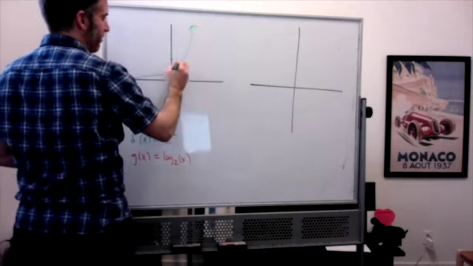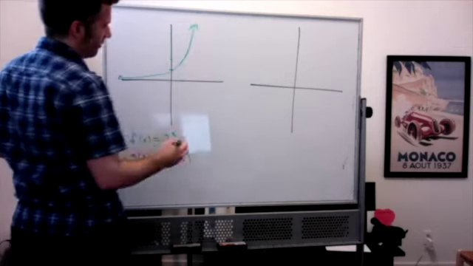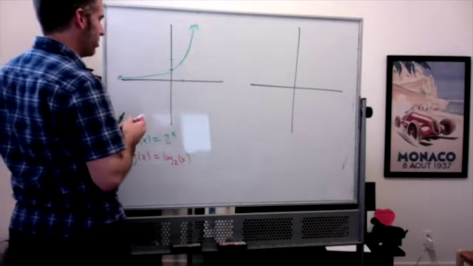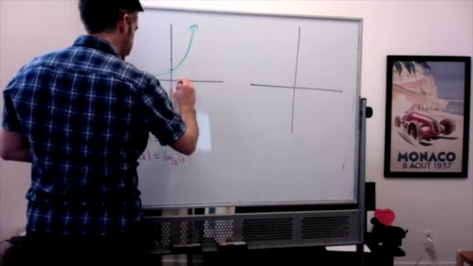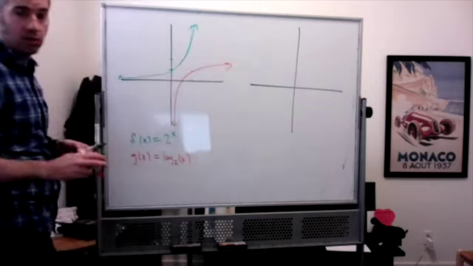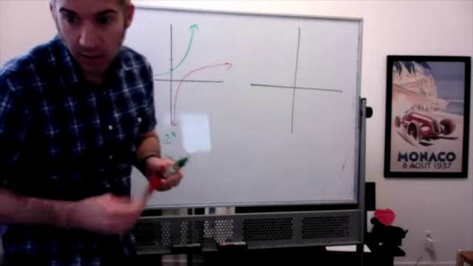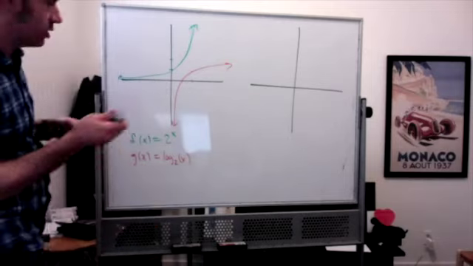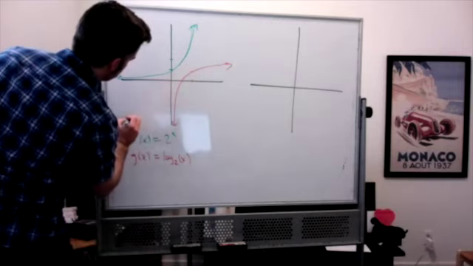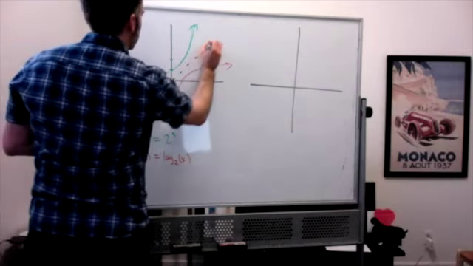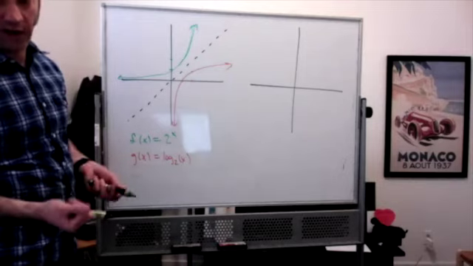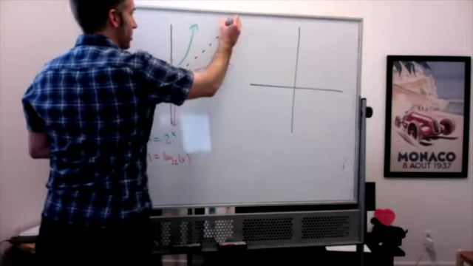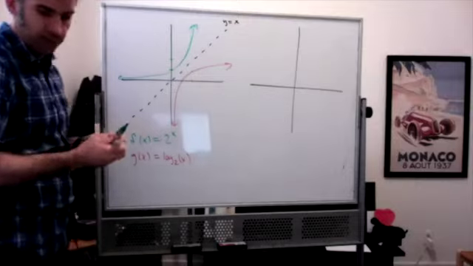Kind of like that. It doesn't have a vertical asymptote, right? It just gets steeper very fast. And log base 2 of x looks kind of like this. And you can see, hopefully, that these inverse functions have symmetry about the line y equals x. And that is something that is always true about inverse functions.